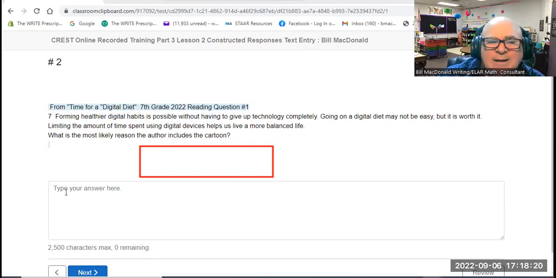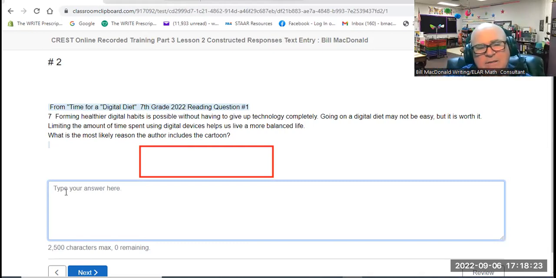Because I would need an answer based on the picture, I would probably say something like, he feels that students spend, not students, because I don't even know if it's a student, that kids spend too much time on their phones. Okay, that's my answer.